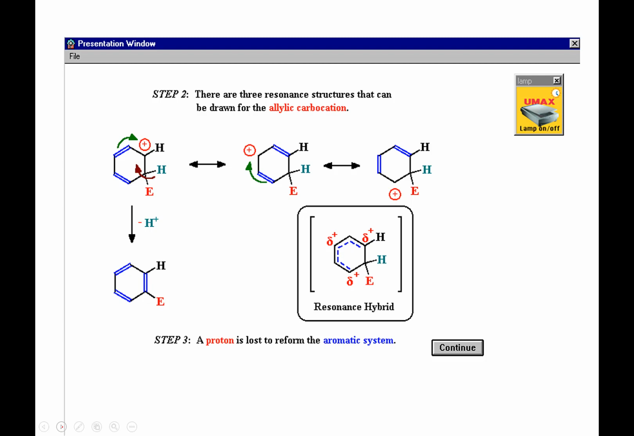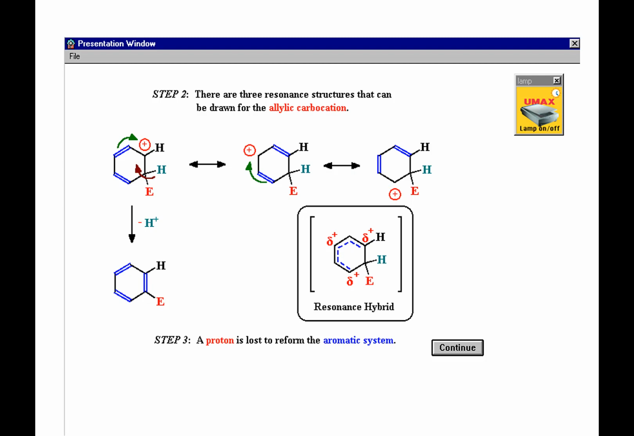Now you can't see because there are books in the way. But take away half that ring. If I take away half that ring, all I've got is an allylic carbocation. So if we've been able so far to write the structure of the allylic carbocation and draw its resonance structures, we can do that with the benzene ring. We just treat it as an allylic carbocation. Okay. So that's what we do.